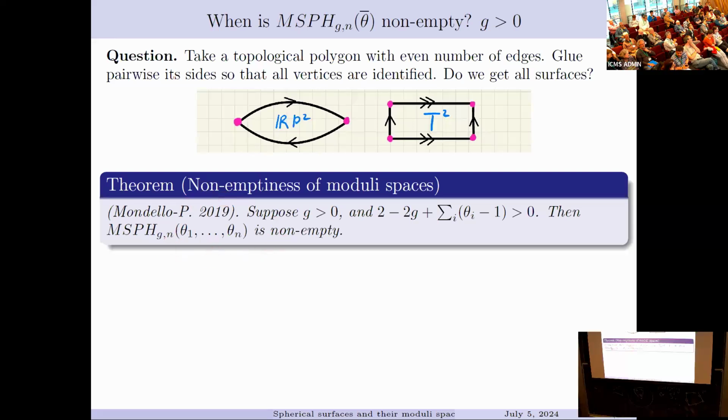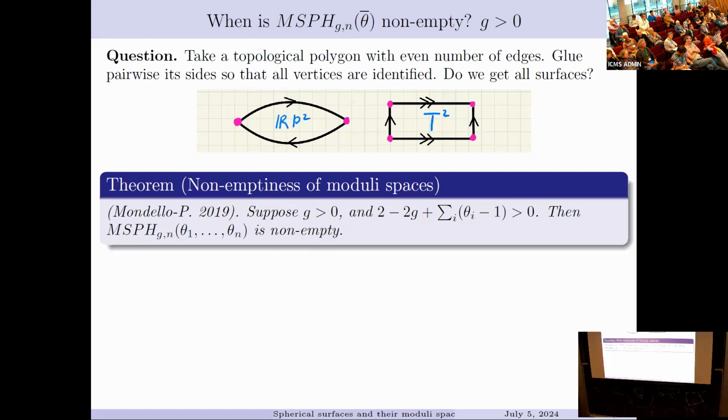We're interested in this space, and here's the theorem: suppose that we take a positive genus, and suppose this Gauss-Bonnet formula holds, then there is always a surface of genus more than 0 with these conical angles. So in this case, the moduli space is non-empty. As you see, for spheres this is not the case. So it only works for genus greater than 0.